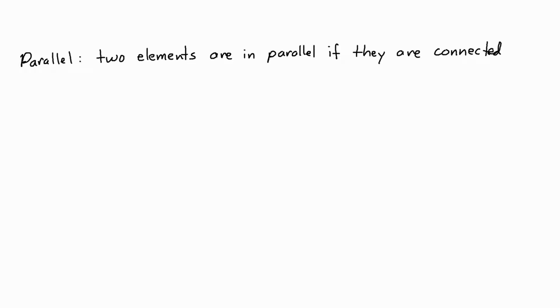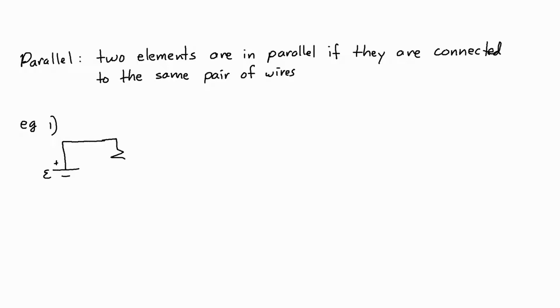The next thing to look at are elements that are in parallel. And in terms of circuits, 2 circuit elements are in parallel if they are connected to the same pair of wires. And again, it's really helpful to look at examples. So we'll start with a fairly simple example. It's like our flashlight, but a little bit more complicated, where we have an EMF on the left-hand side, and that is connected to a resistor R1, and there's another resistor R2 beside R1.